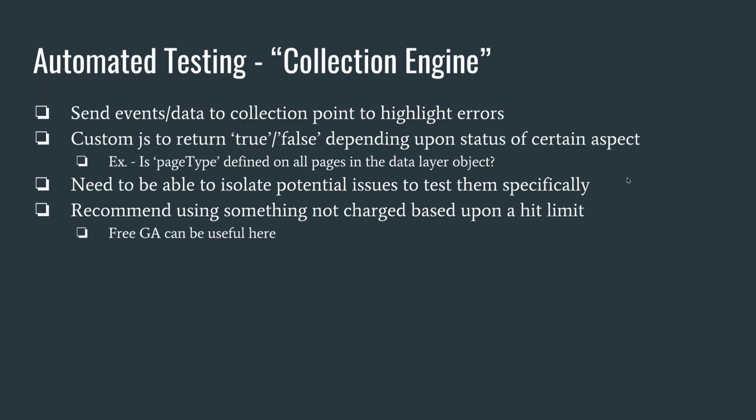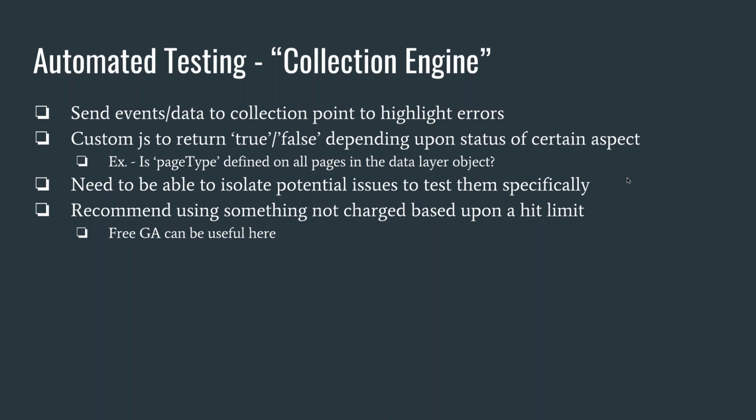So automated testing, two different primary ways. Like I was mentioning, one, some sort of a collection engine. And what you can do here is send different events or data to a collection point in order to highlight errors. It takes a little bit of development work, but basically within your tag management system, you would just be looking at individual variables, individual values, and if certain things are ever undefined or are not present within the data layer, aka they'd be undefined as a variable within your tag management system, when those different sorts of things happen, you could send an event up to some sort of a collection place.